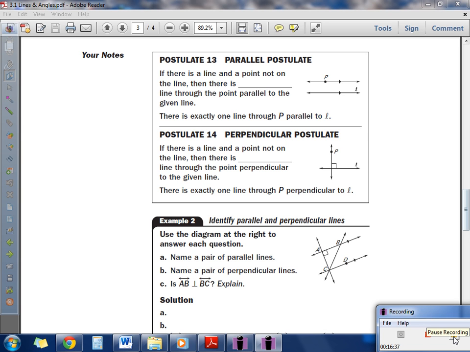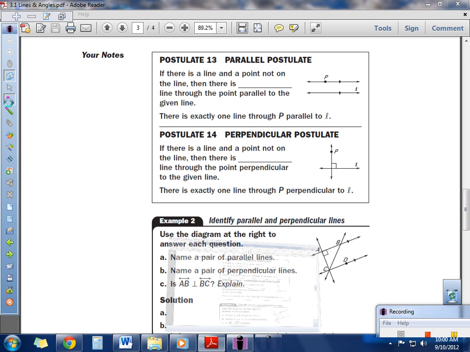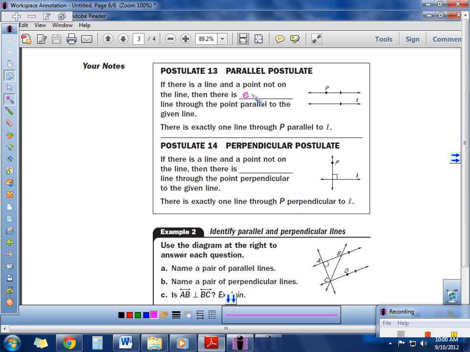The next little postulates are really important. They're definitely going to be on your test. The first one says the parallel postulate. It says if there's a line and a point not on the line, there is blank line through the point parallel to the given line. Did anybody get that one yet? Exactly one. Good.